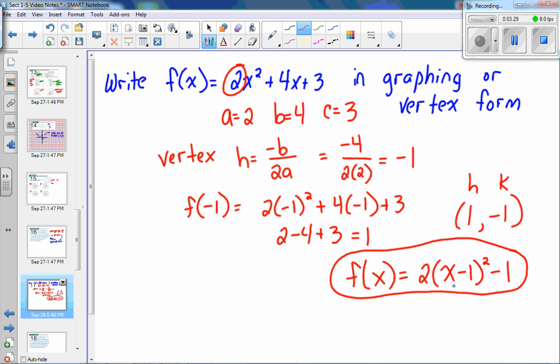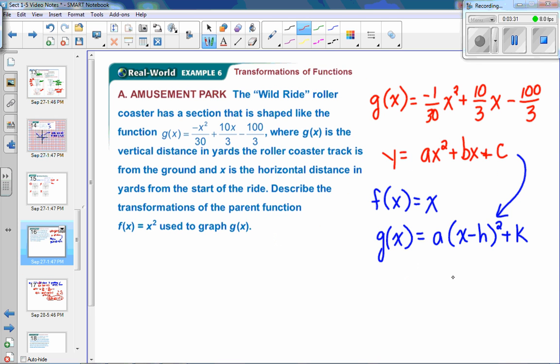So now let's go back to what we were working on, and let's try putting this in graphing form. Remember, we started by finding the vertex, so the value of h is the opposite of b over 2a. So I look up here, and b is 10 thirds, so I'm going to have a negative 10 thirds over 2 times a, so 2 times negative 1/30 is negative 2/30. And I have to simplify that.